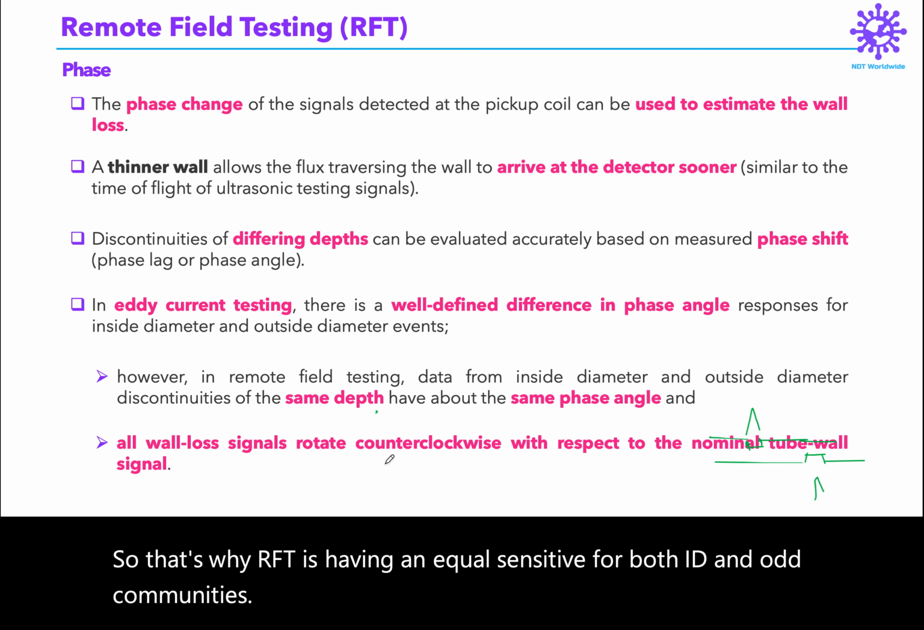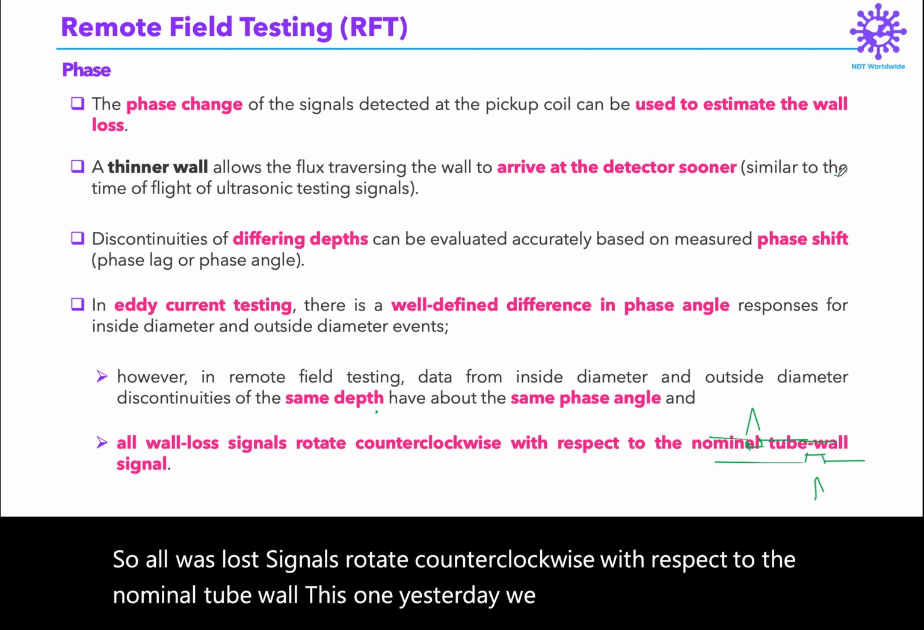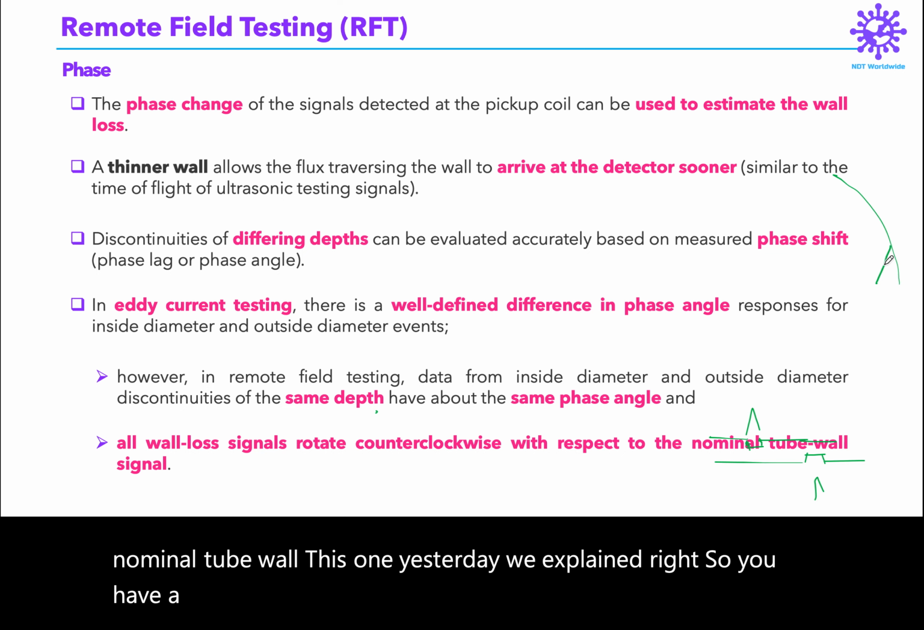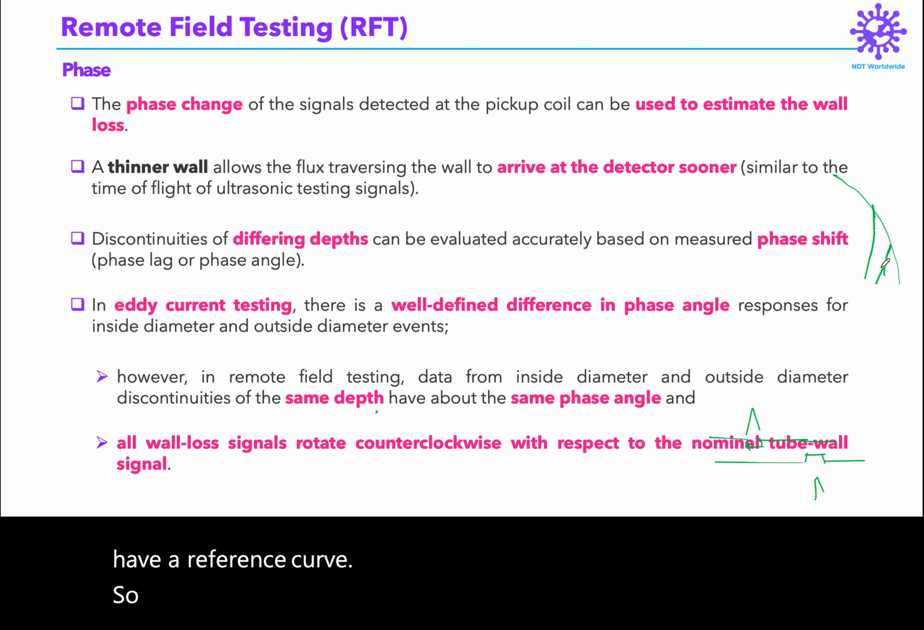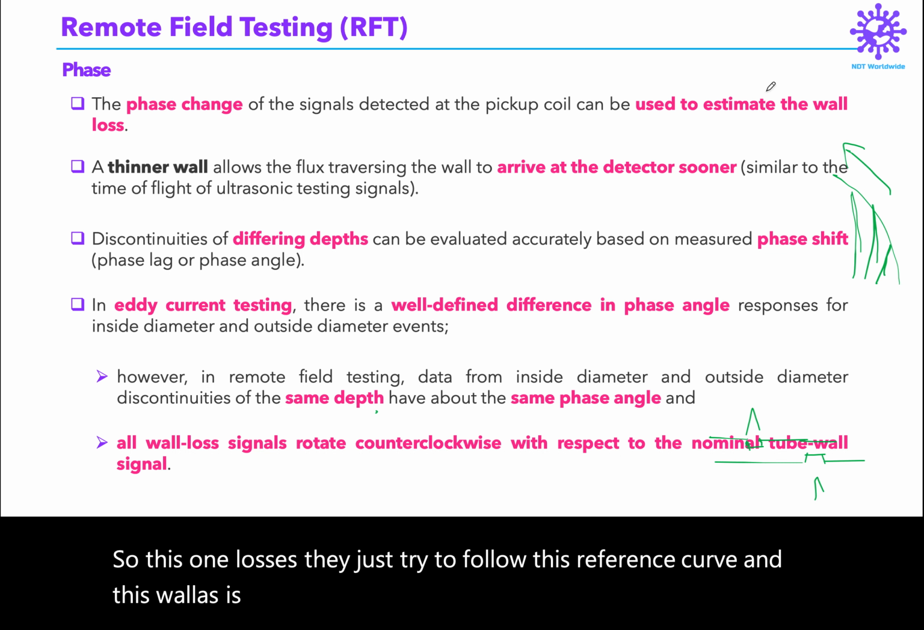So all wall loss signals rotate counterclockwise with respect to the nominal tube wall. This one we explained yesterday, right? So you have a reference curve. So these wall losses try to follow this reference curve, and this wall loss is following this counterclockwise direction.